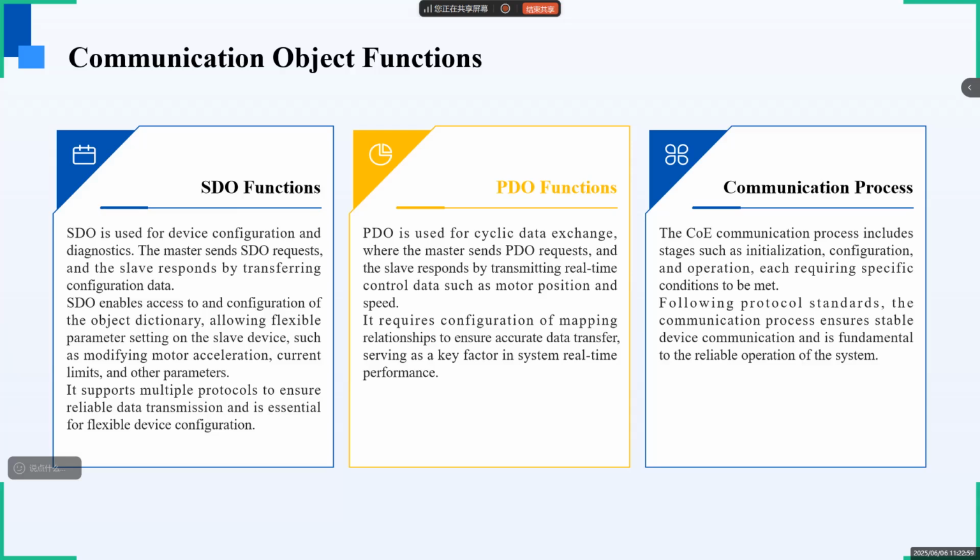The communication process of CoE includes initialization, pre-operation, safe operation, and operation phases. Each phase has corresponding state transitions, ensuring communication stability.